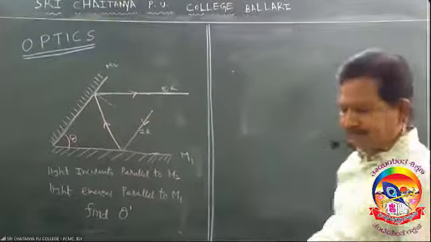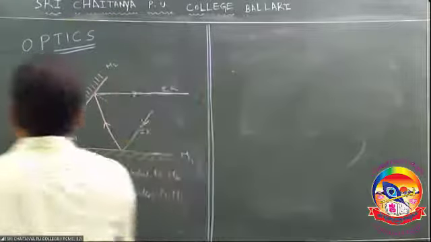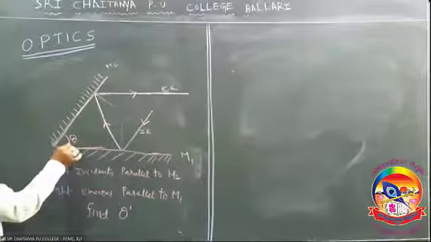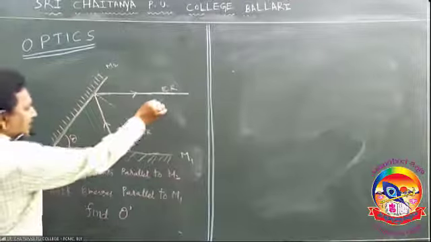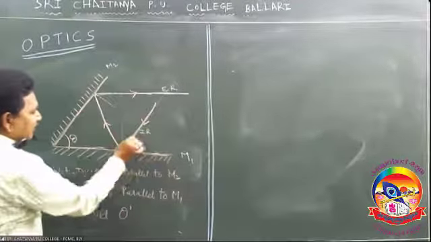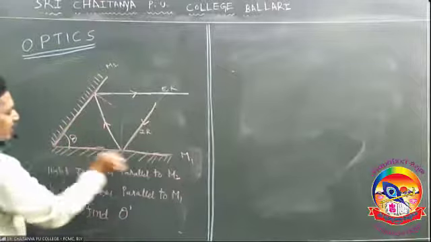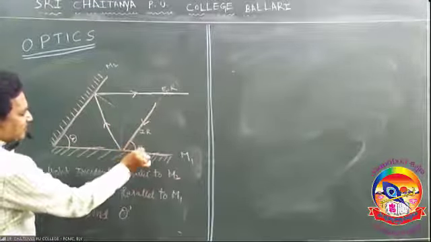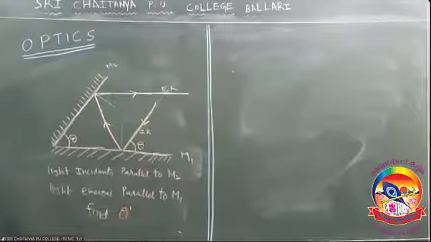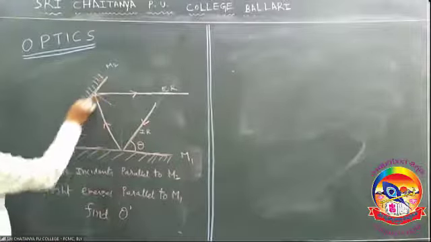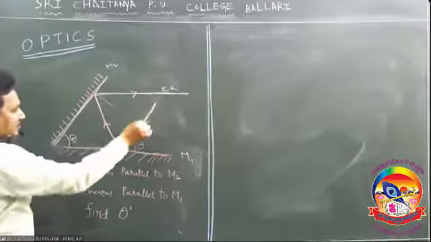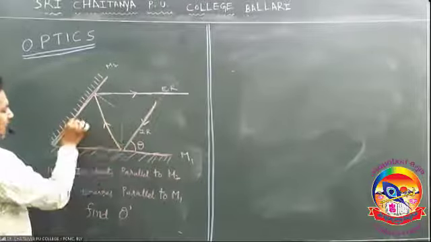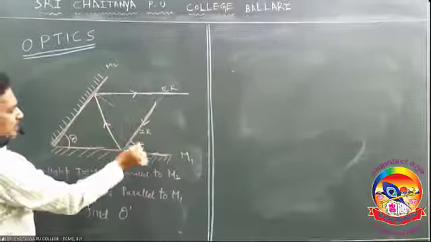So these two lines, how are they? This line and this line, what is the angle? Theta. This is parallel to this; this is already parallel to the horizontal. If this is theta, this is also equal to theta. Understand? This line and this line are parallel. If this line makes an angle theta, this line also makes an angle theta.